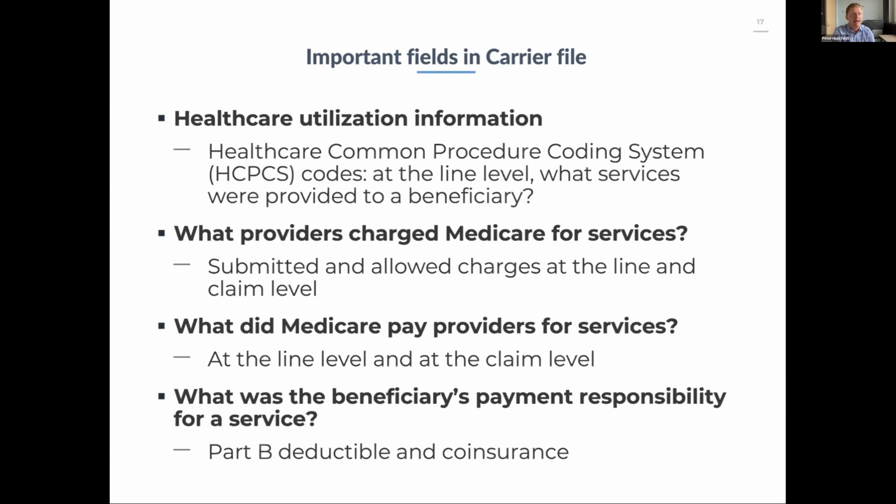You can also see the charges that were submitted by providers, and then the allowed charges, and these are available at the line and claim level. You can see what Medicare paid providers for each service, again at the line and claim level, and you can see the beneficiary's portion of this payment, so their Part B deductible and coinsurance on each claim.